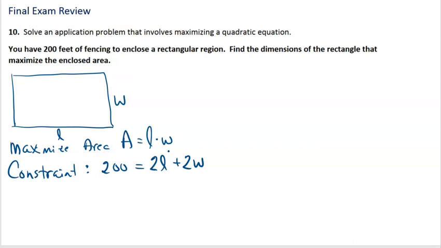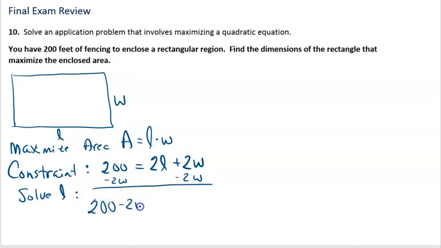Now your next step always is going to be to solve for either L or W in your constraint equation. So I'm going to solve for, it doesn't really matter, I'm just going to solve it for L. Okay? So to do that, I've got to subtract 2W on both sides. I need the L by itself. So on the left I have 200 minus 2W. On the right I have 2L. Well, L is not by itself yet, right? I need to divide both sides by 2.